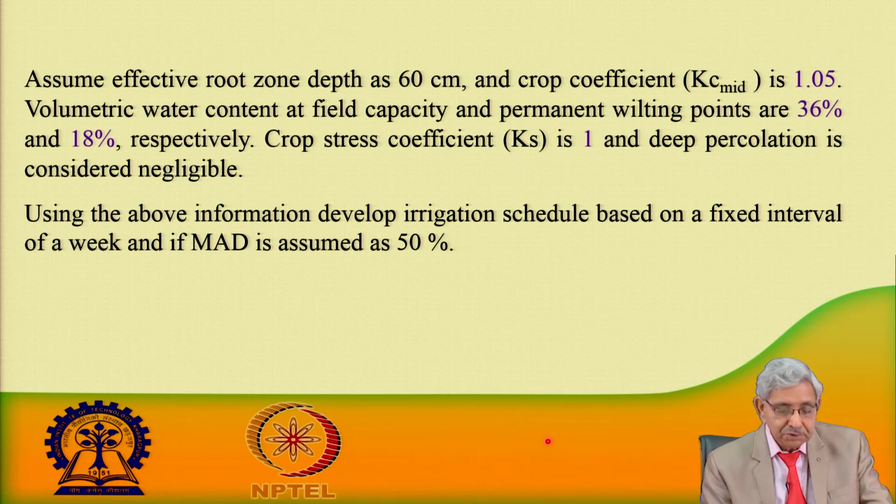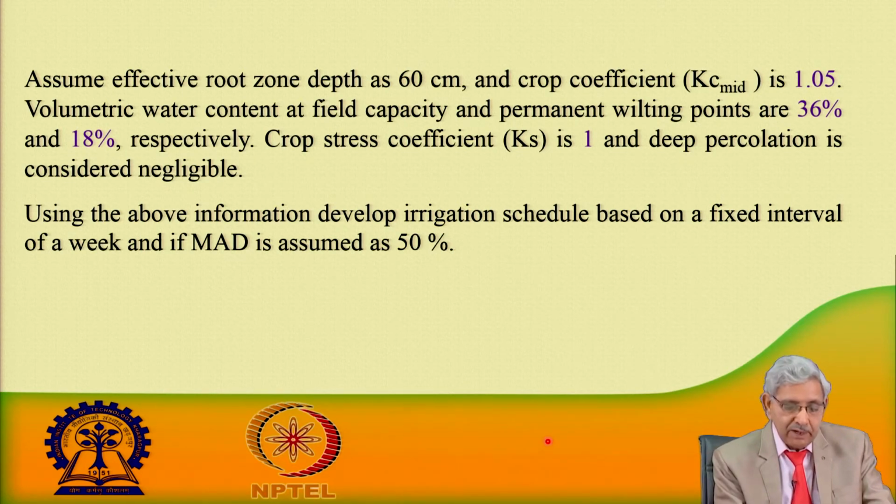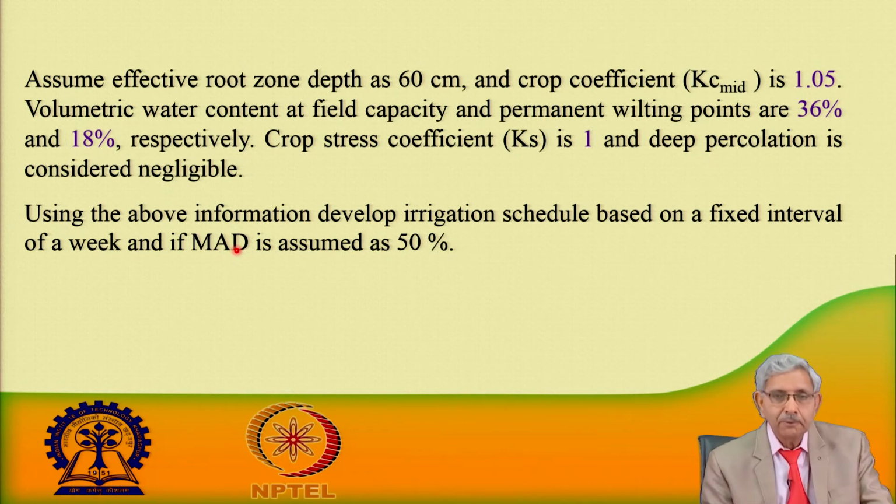We need to use these data to schedule irrigation at a fixed interval of a week, that is, irrigation is given at a weekly level, and the management allowable deficit, that is MAD, is assumed as 50%.